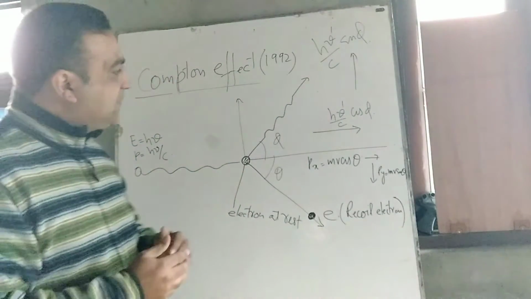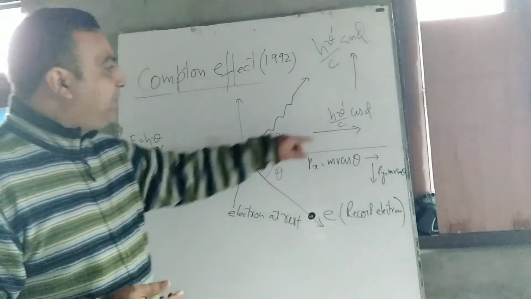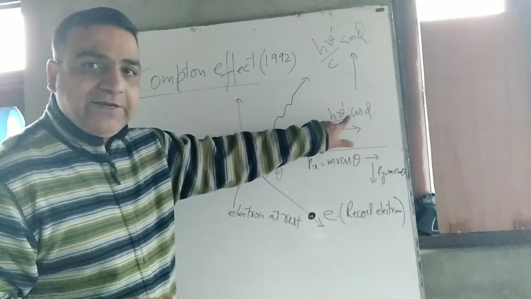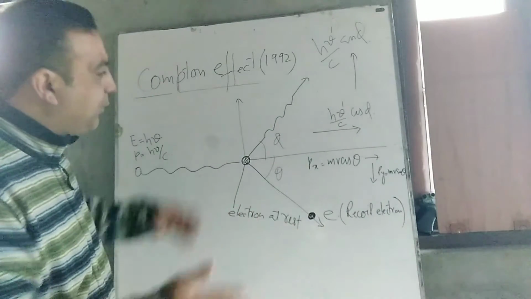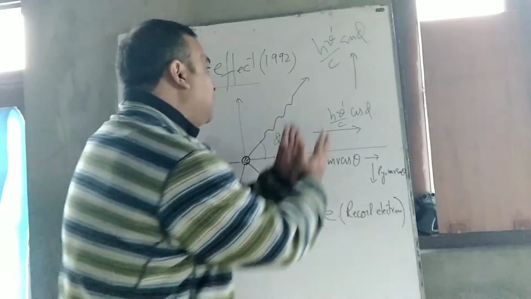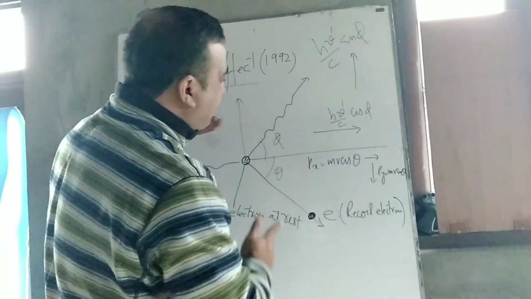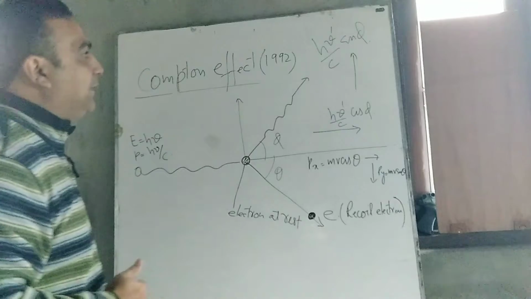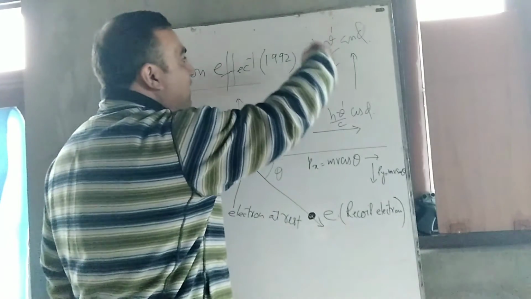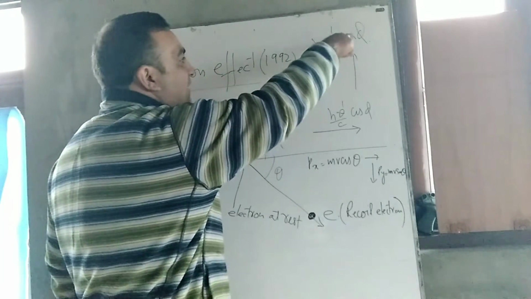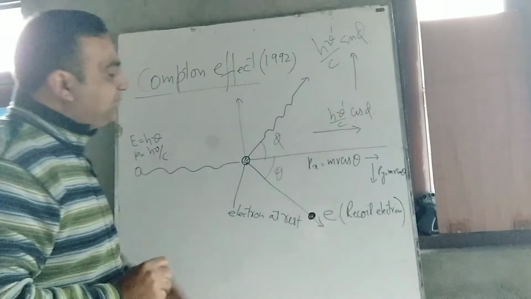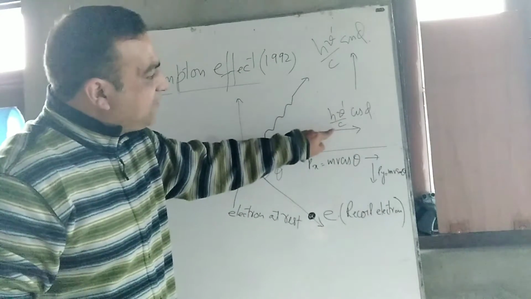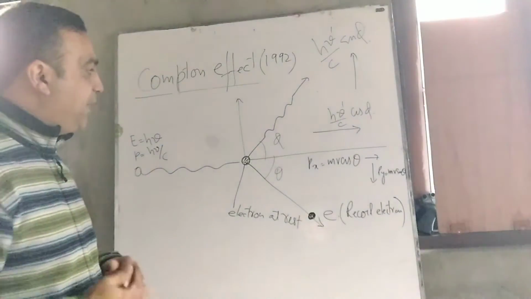That energy, it must have some frequency. That frequency is assumed to be nu dash. You can resolve the components, and you will have a vertical component and a horizontal component. So the vertical component in this case will be h nu dash by c sine phi for momentum, and it will be h nu dash by c cos phi for momentum.